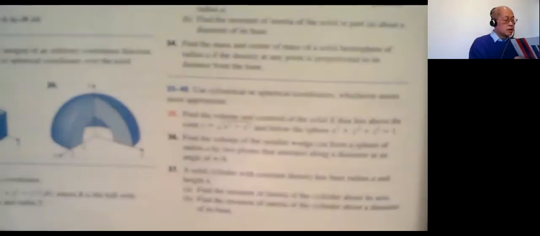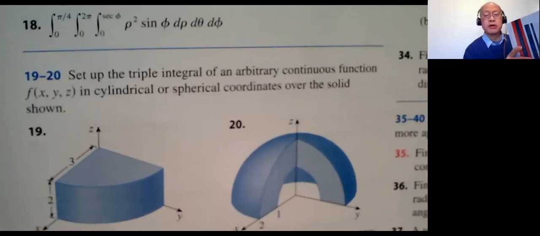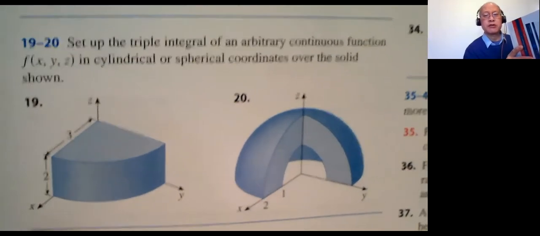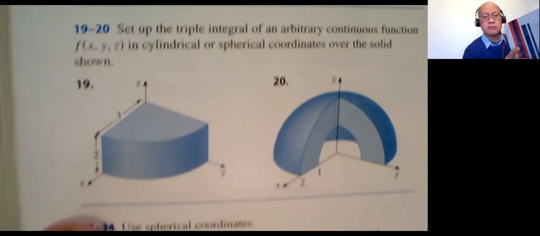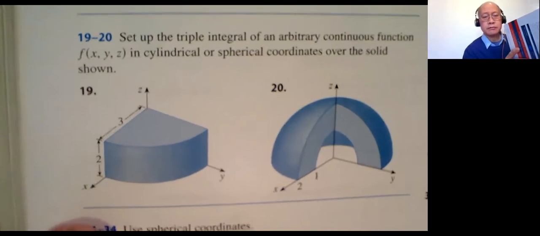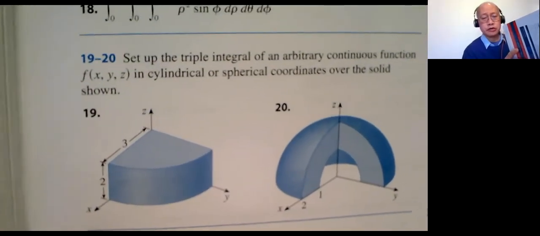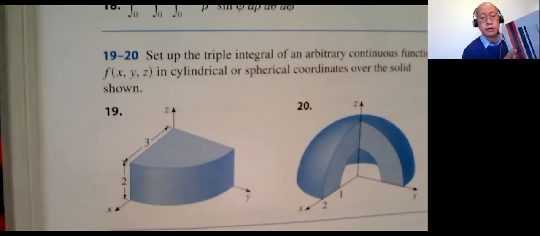By the way, I intentionally didn't give you that many problems because sometimes they can get real long. Now 19 and 20. Set up the triple integral of an arbitrary continuous function f of x, y, z in cylindrical or spherical coordinates over the solid shown. Okay, so look at 19. That should definitely be cylindrical coordinates, right?